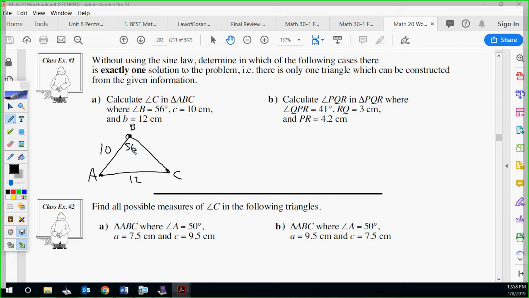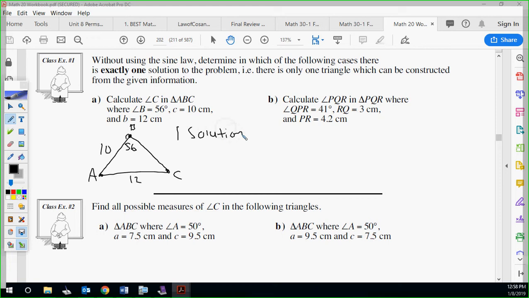So the side opposite of the given angle, is it greater or less than the other side? Greater. It's greater. So what happened in our cases when we did that? It was case 2. So we expect 1 solution.